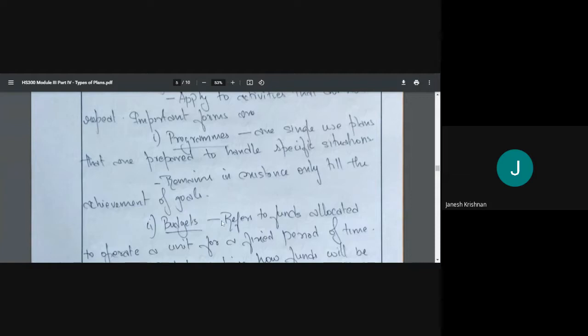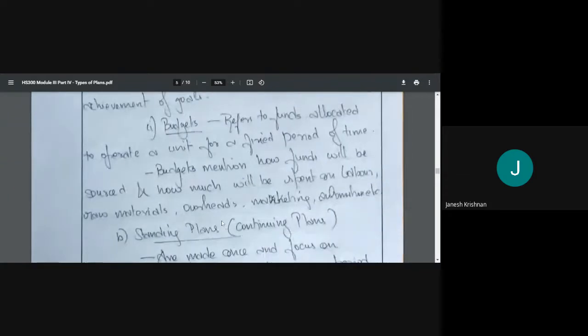It remains in existence only until the achievement of the goal. Right? Next is budget. Budget means funds allocated on.